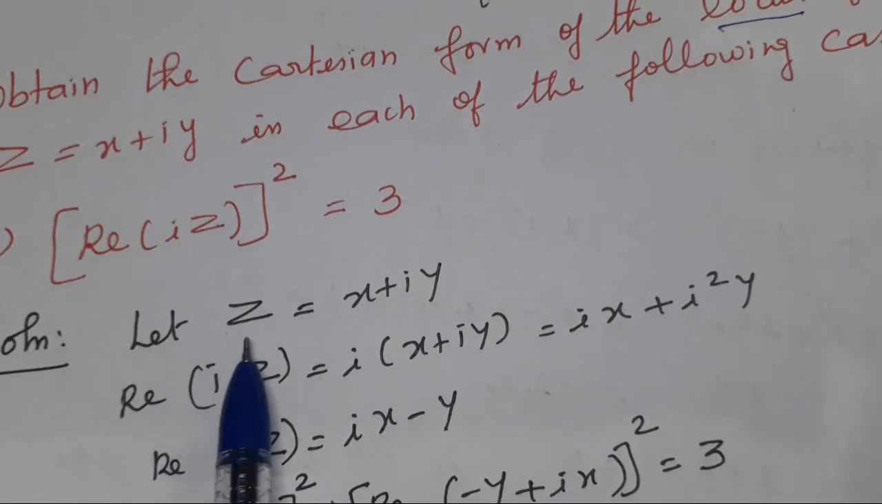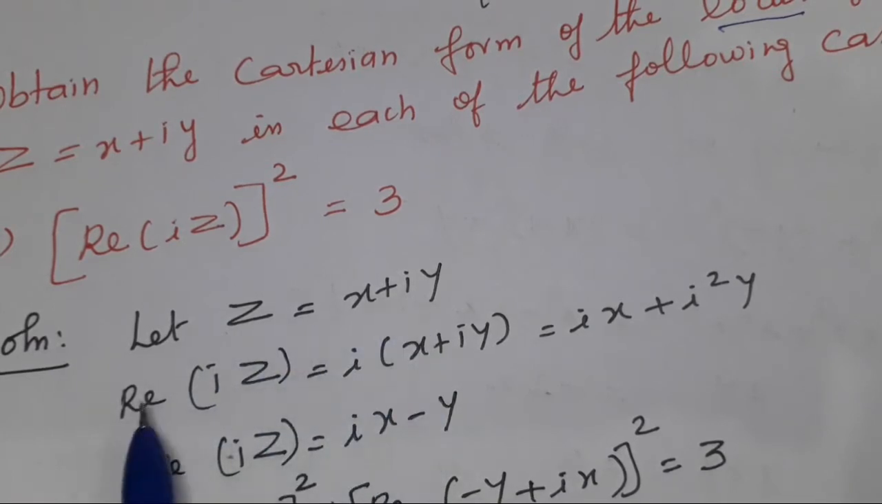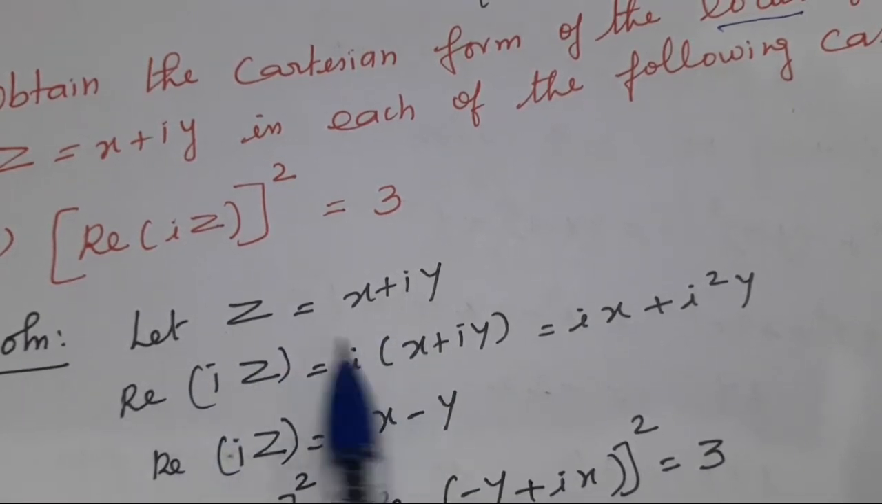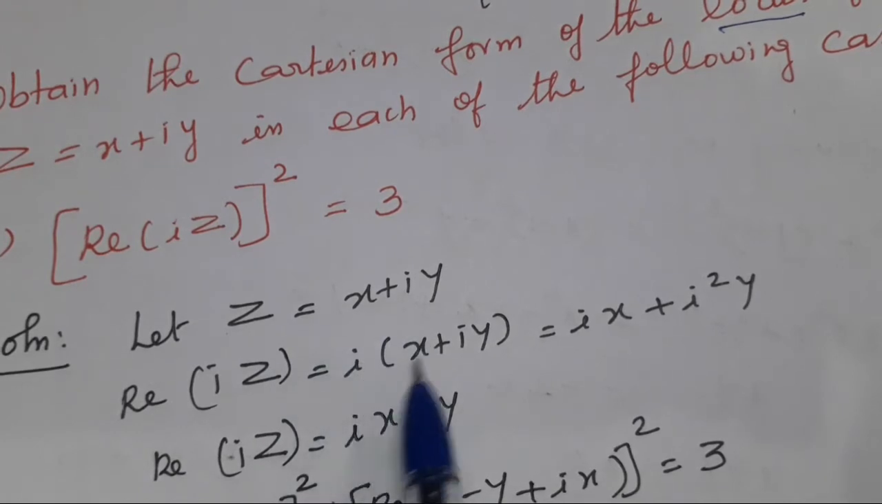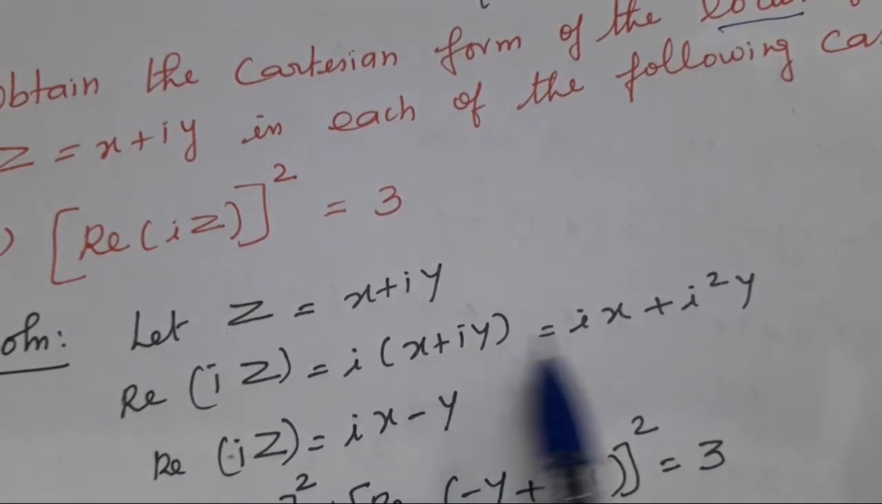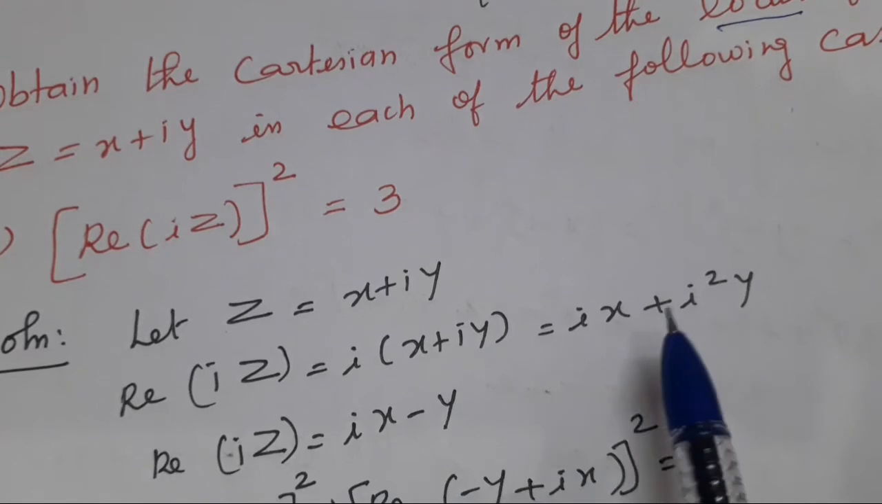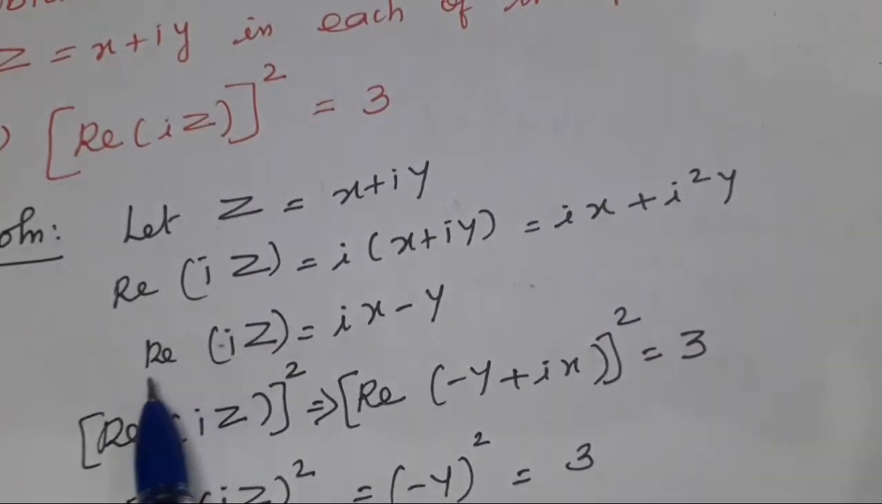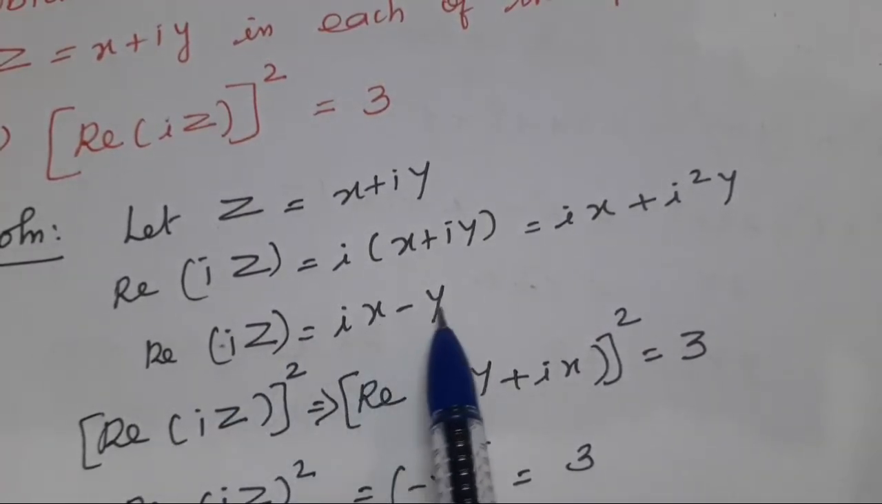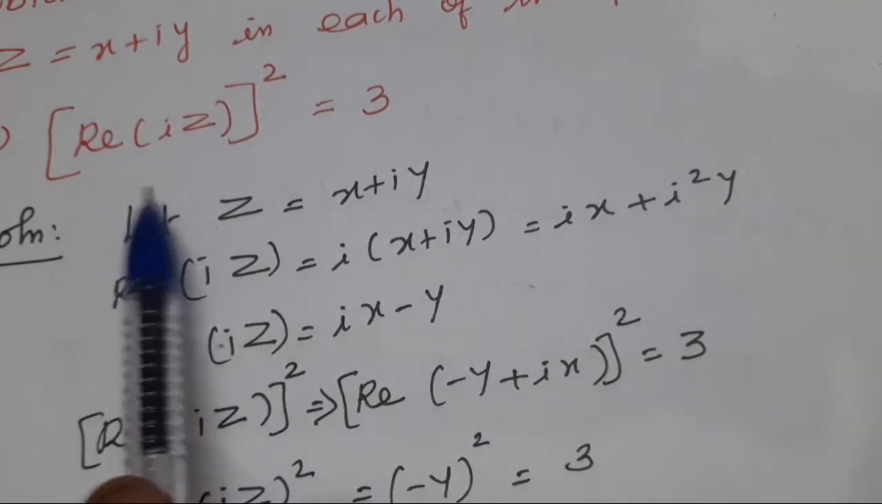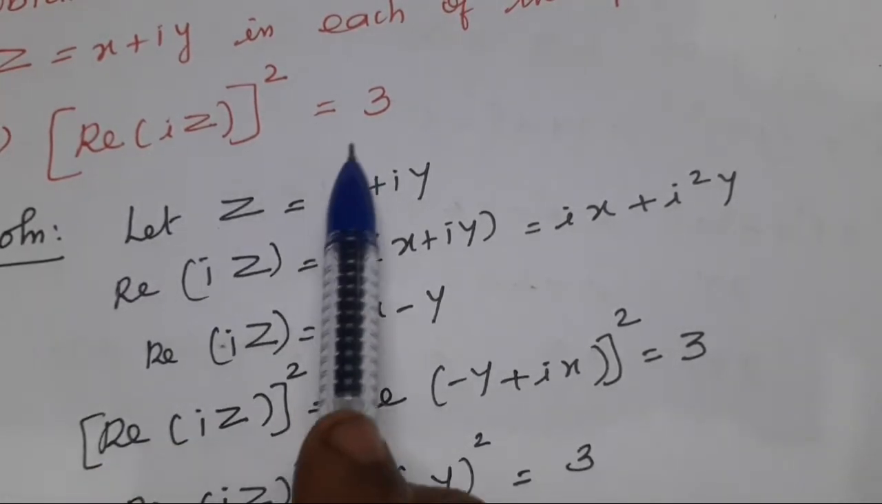Let z equal to x plus iy. What is the real part of iz? If you multiply, z is multiplied with i into x plus iy. That is ix, and i into i is i squared into y. Now we are going to find the real part of iz: ix minus y.